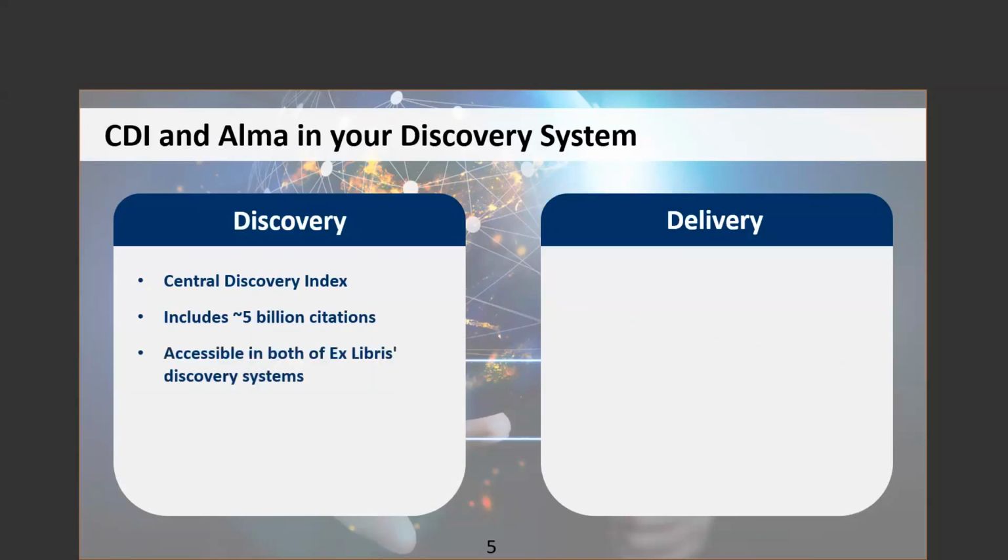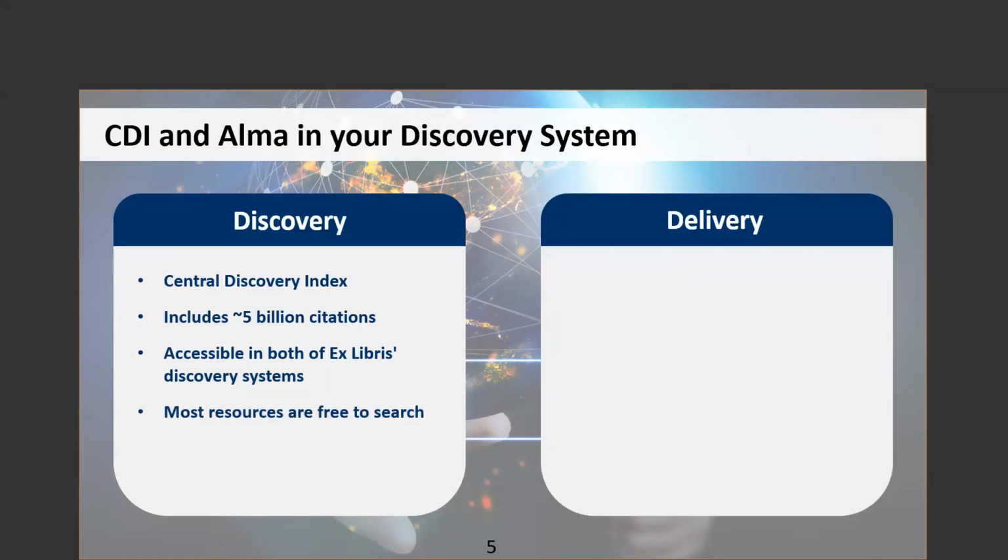So this is also accessible in both of Libris's discovery systems. So whether or not you have Primo Classic, Primo V, or a Summon instance, everybody is searching the Central Discovery Index at this point. And of course, you may also have digital repositories that you've included in ALMA, but in this session, we're going to be specifically looking at how your electronic content that is not stored locally, so those external records, how they interplay with ALMA.